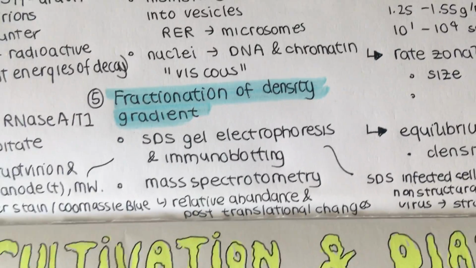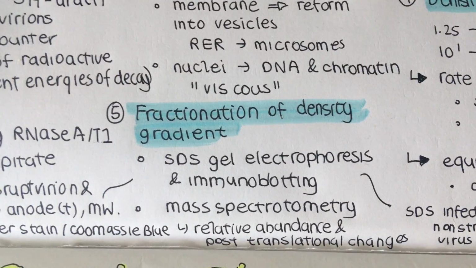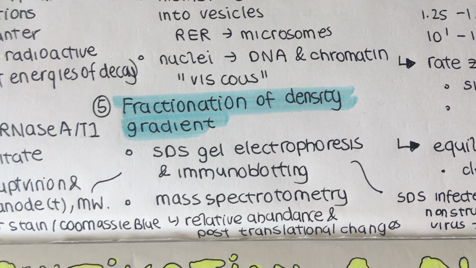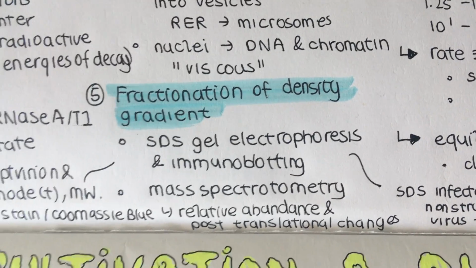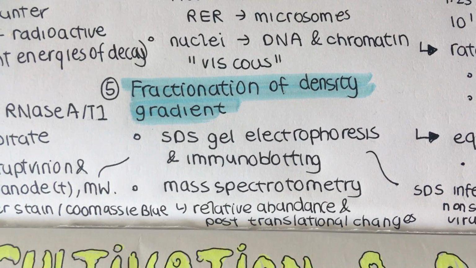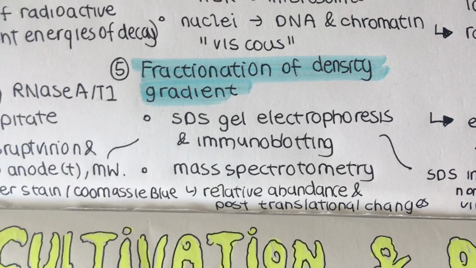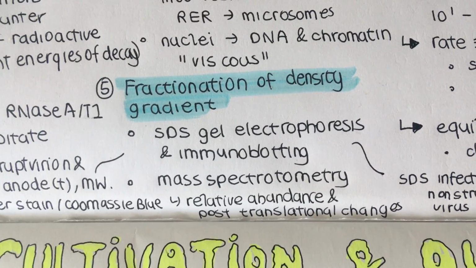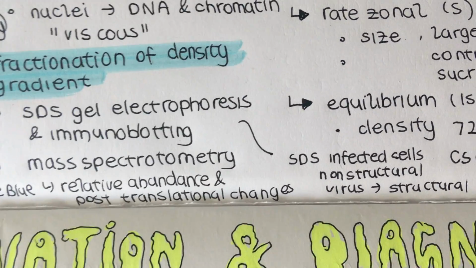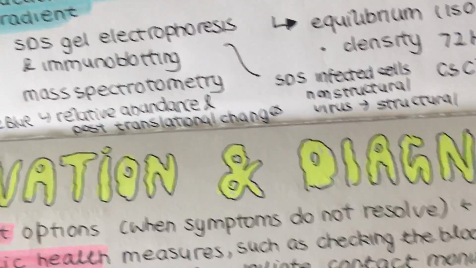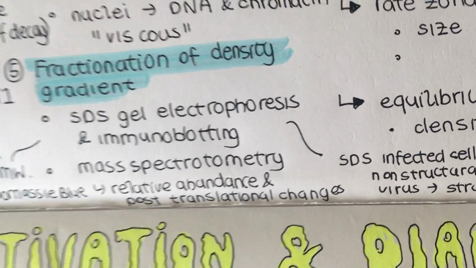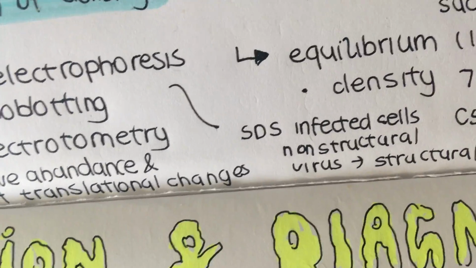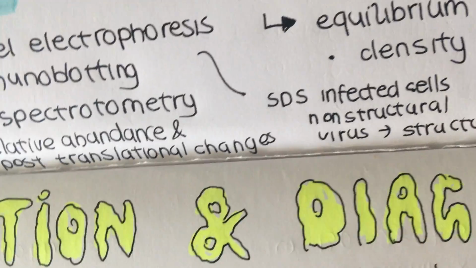Using this method, you can collect several fractions, and the fractions can then be further analyzed using SDS gel electrophoresis and immunoblotting to look at the specific peptides and proteins within the fractions, or you can use mass spectrophotometry to look at the relative abundance and post-translational changes of the proteins. And if you're looking at infected cells, then you would see both non-structural and structural proteins. But if you're looking at the virus itself, then you would only be looking at the virus structural proteins.